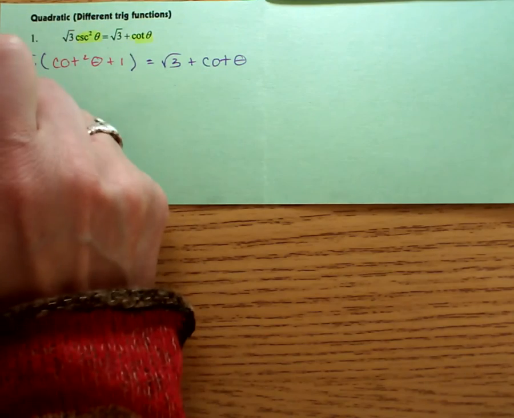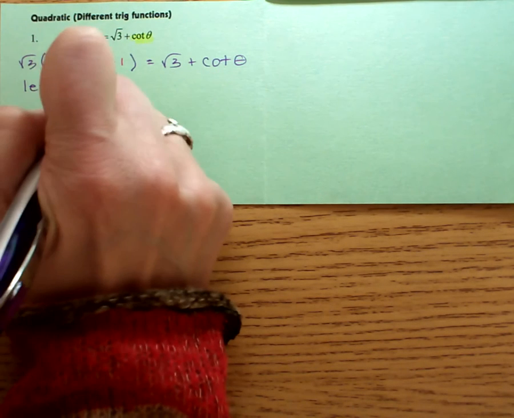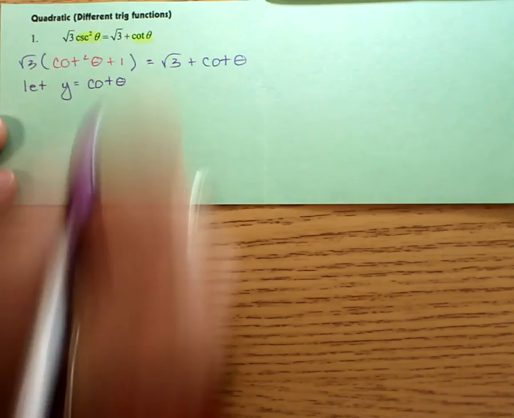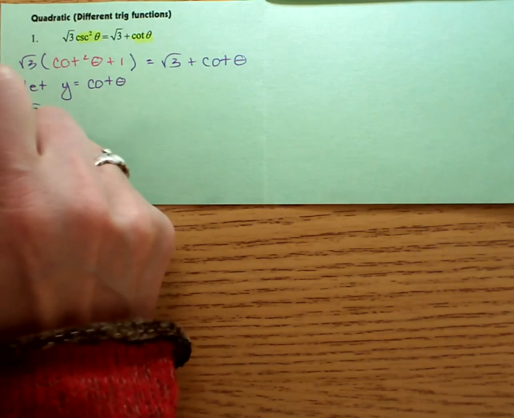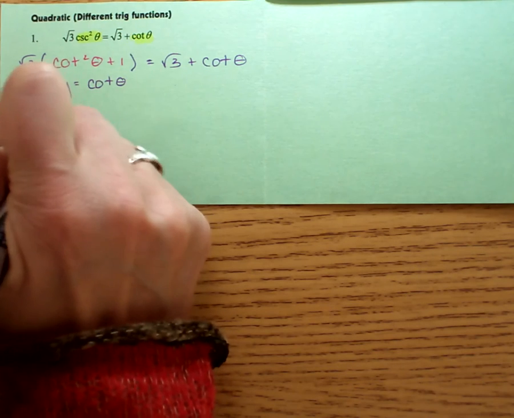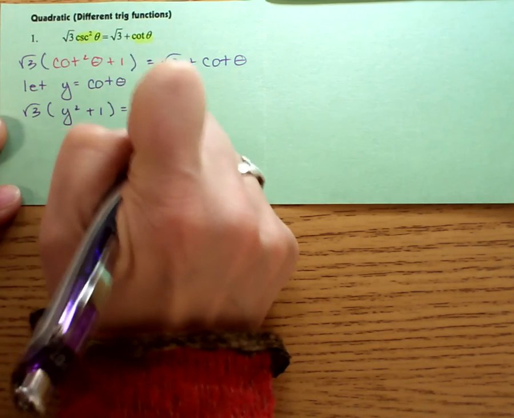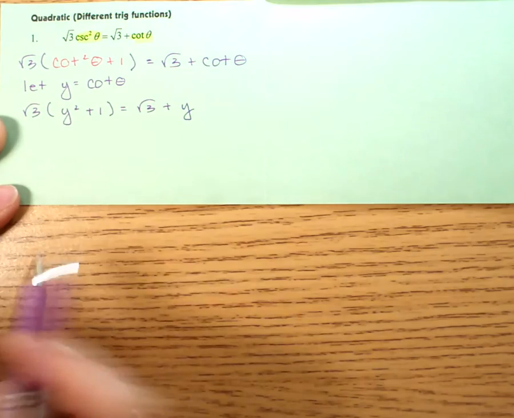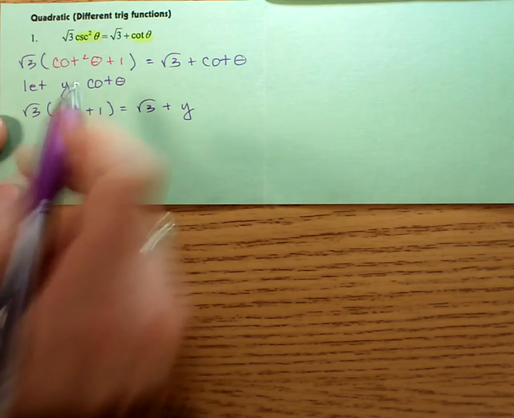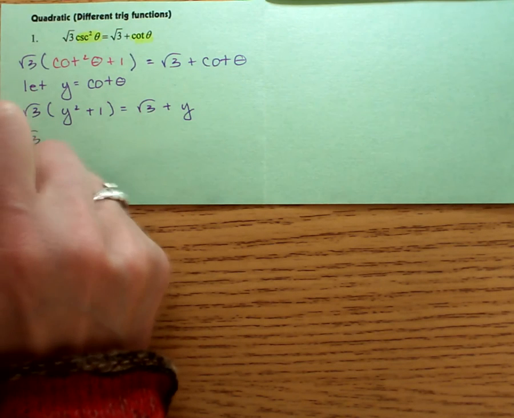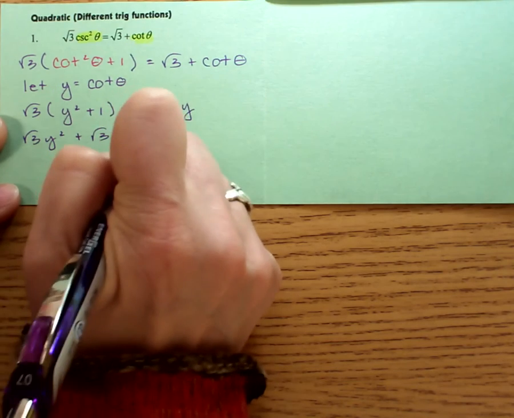Now, if you're comfortable solving with cotangent, you can move from here. If looking at that cotangent looks too complicated, we can do a simple substitution by defining a variable y being cotangent. So we rewrite the equation as the square root of 3 times y squared plus 1 equals the square root of 3 plus y. Now we're just solving for y. It's just a simple quadratic here. I'm going to distribute my square root of 3. The right side isn't going to change.